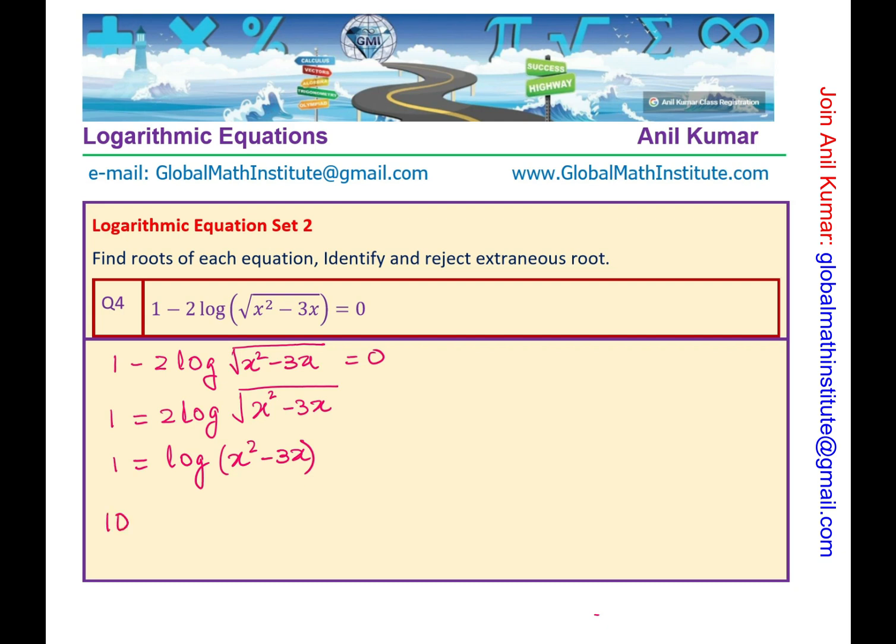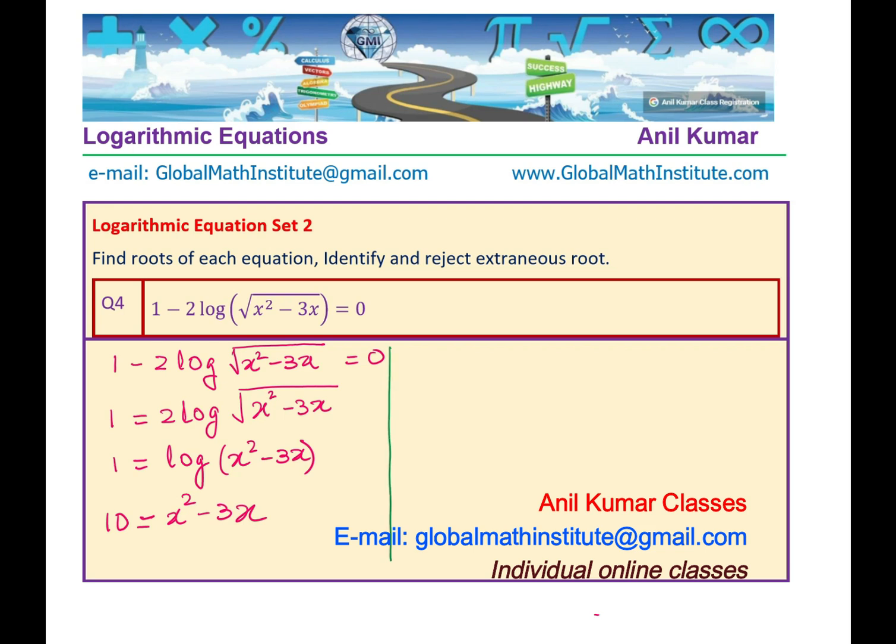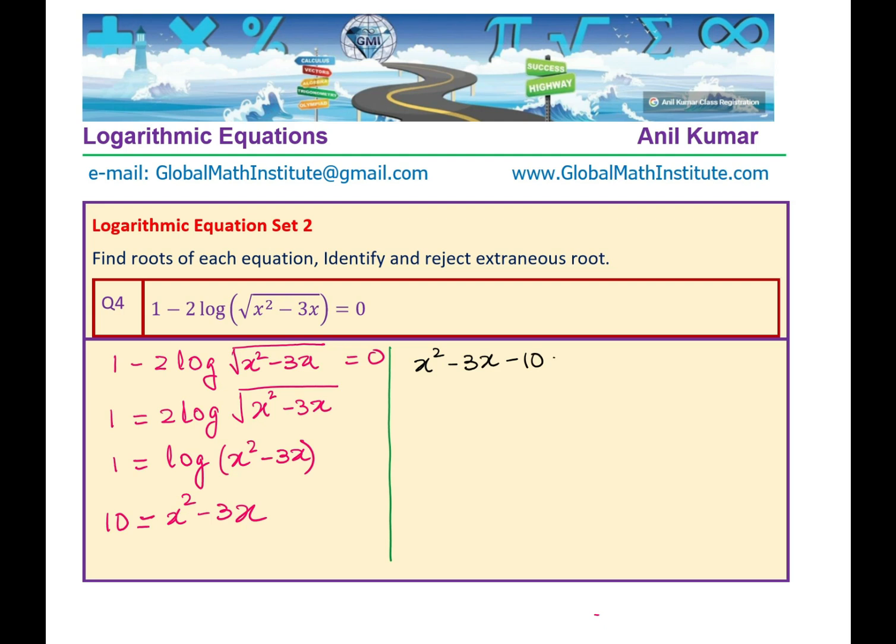Writing it as an exponential equation, 10 to the power of 1, which is 10, equals x squared minus 3x. And that really gives us the quadratic equation x squared minus 3x minus 10 equals 0. 5 times 2 is 10, and therefore we could factor this as (x minus 5) times (x plus 2) equals 0. x equals 5 and x equals minus 2 are the two solutions for this equation.